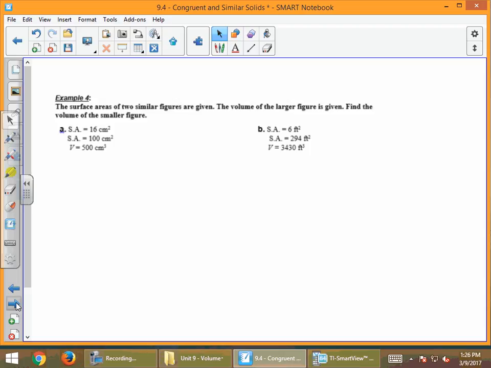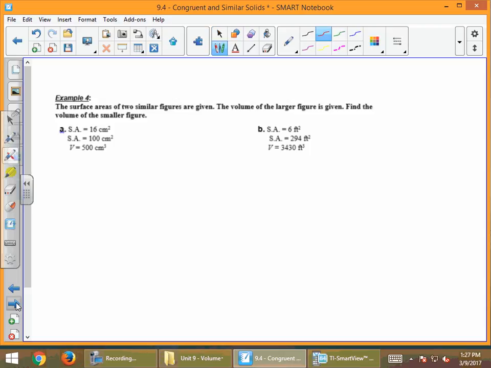You figure out which one do I have 2 of them? Which one can I set ratios to? Do I have 2 surface areas or 2 volumes? Which ones do I have? 2 surface areas. That's my ratio. I'm going to make the ratio of the surface area. So let's go ahead and do that.